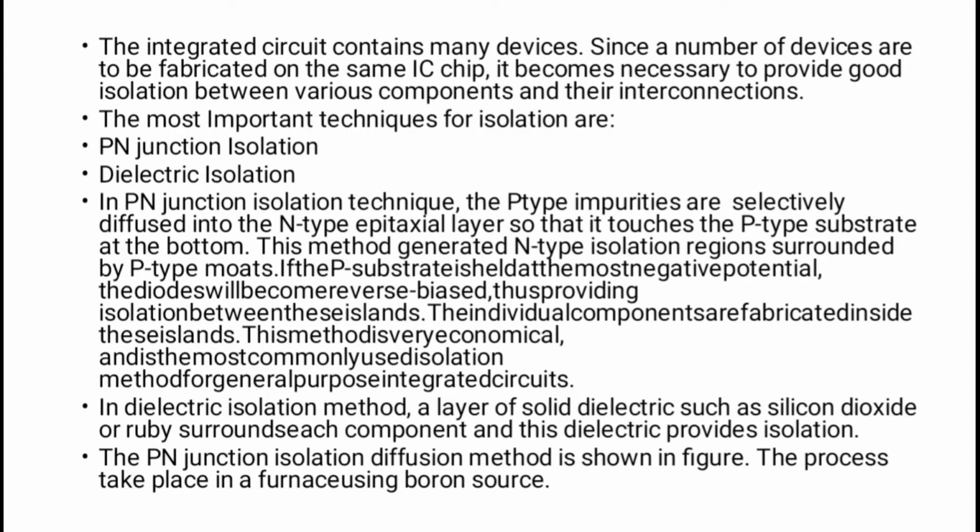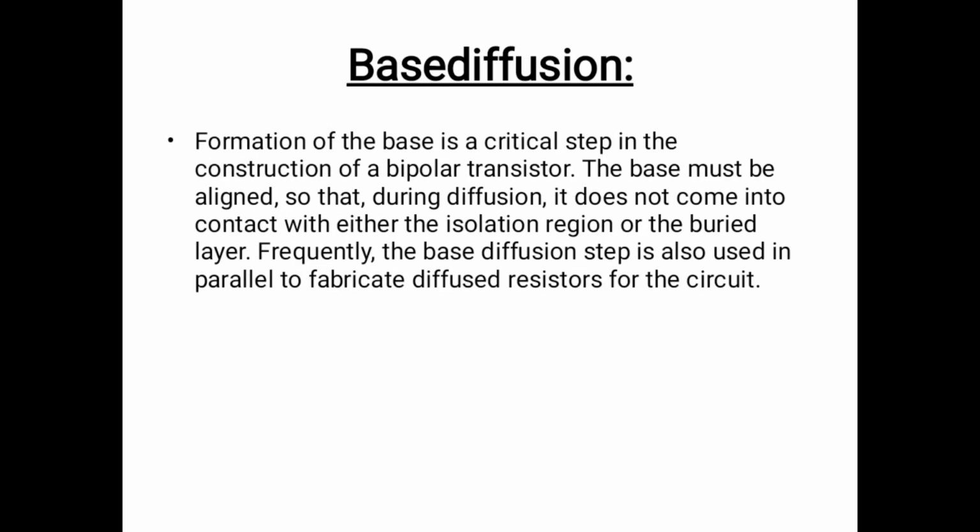and this method is most commonly used for general purpose integrated circuits. In the dielectric isolation method, a layer of solid dielectric such as silicon dioxide or ruby surrounds each component, and this dielectric provides isolation. The PN junction isolation diffusion method is shown in the figure. The process takes place in a furnace using a boron source.